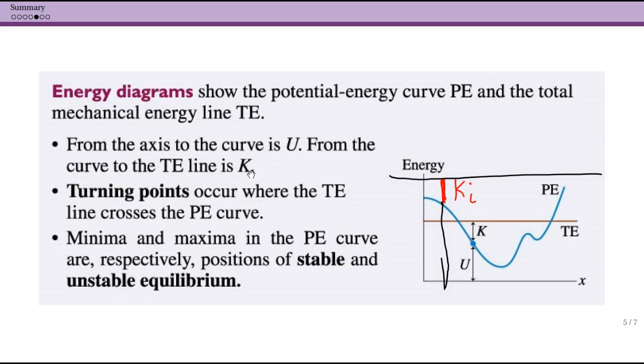Turning points are wherever your total energy line crosses the potential energy curve. At that point, the particle stops, has zero kinetic energy, and turns around. Maxima and minima in the potential energy curve can be used to identify stable and unstable equilibrium, and you can also look at the slope to understand how the forces are acting.